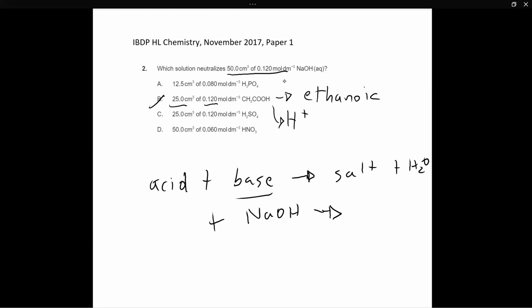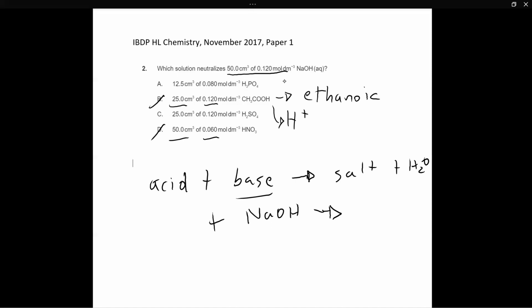Then you can look at option D, which is nitric acid. The volume is the same. However, the concentration has been halved. That means the moles of H+ produced by the dissociation of nitric acid will also be half. That means it will not be enough to completely neutralize the hydroxide produced by the base.